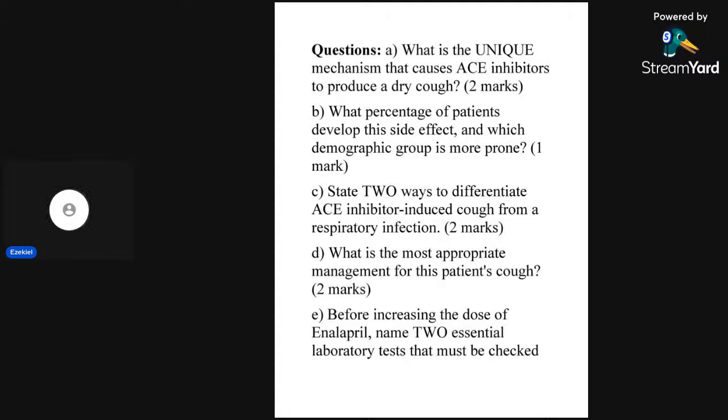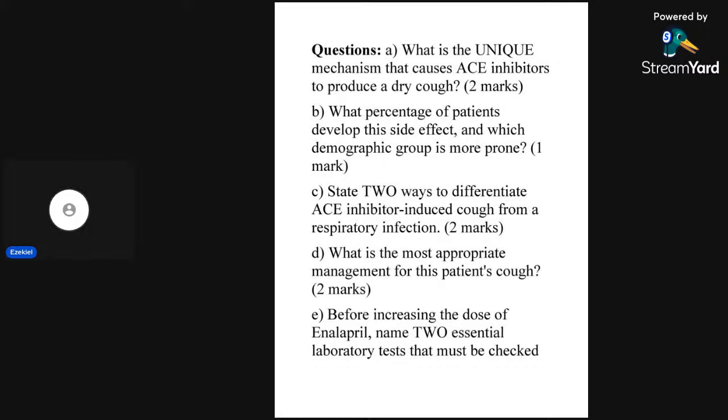Number 2E, before increasing the dose of enalapril: angiotensin receptor blockers. Thank you, Edu Giffit. So thank you, Matthew, Precious. All right, so let's move on. Before increasing the dose of enalapril, name 2 essential laboratory tests that must be checked.